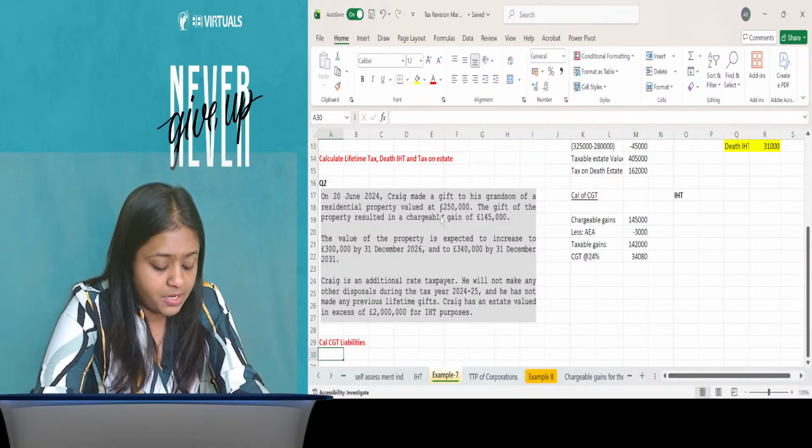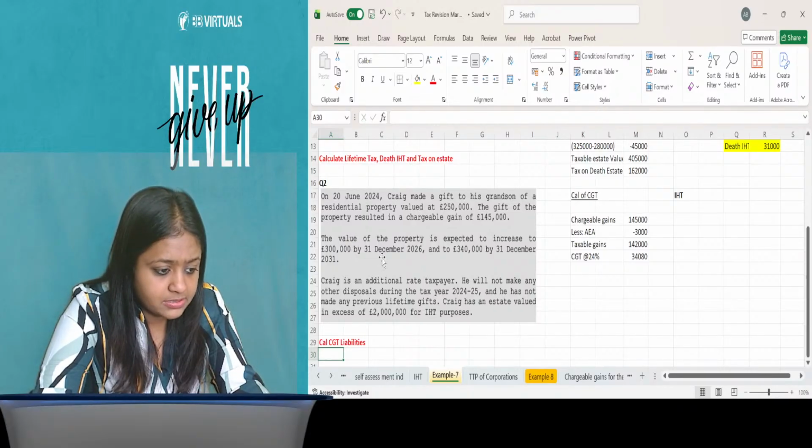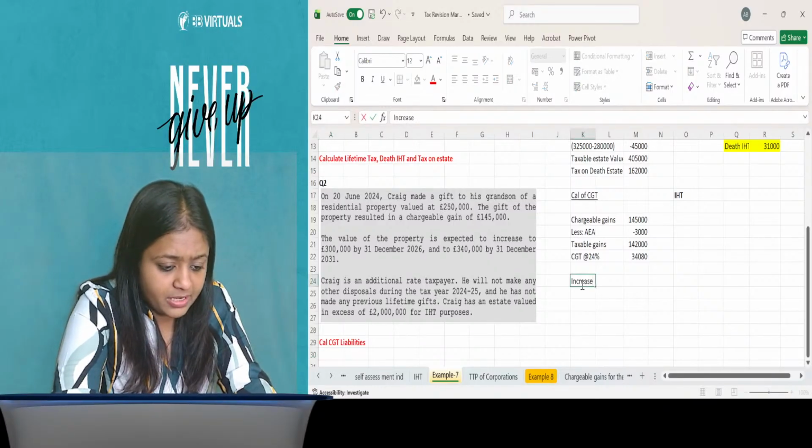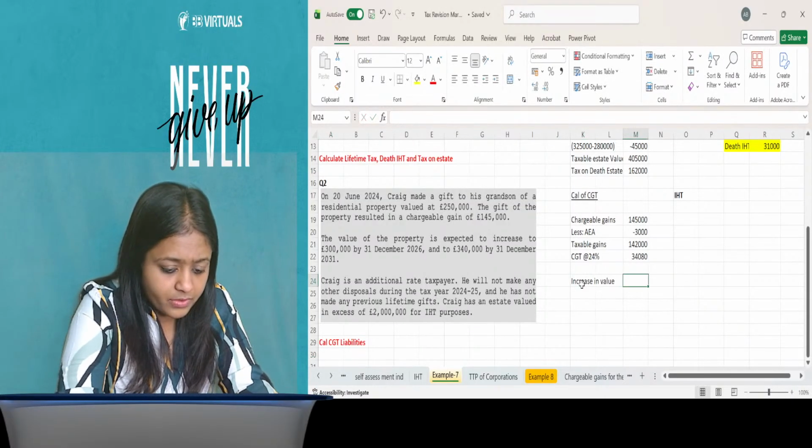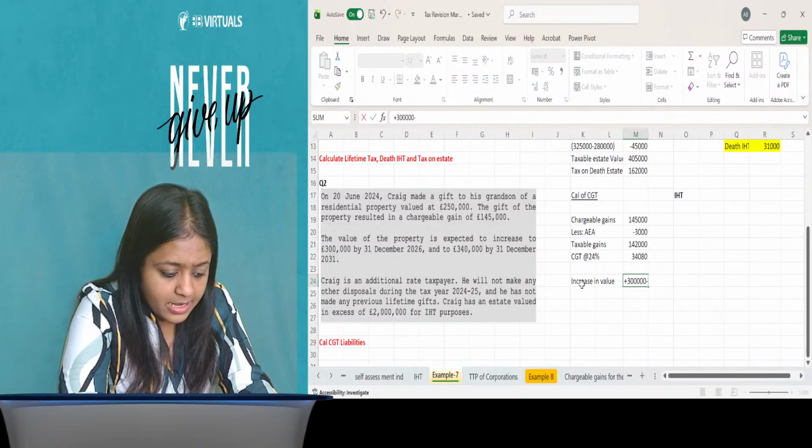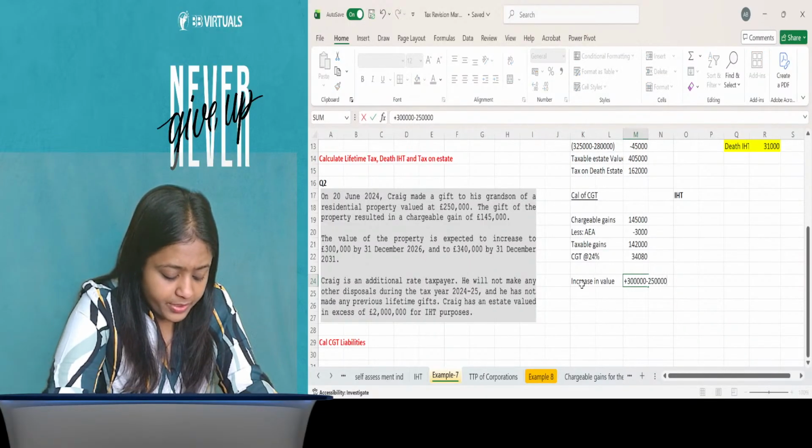So the residential property was 250,000 and we are doing the valuation on 31st December 24. So on June 24 the value was 250,000. Then on December 26 the value increased to 300,000, correct? So there is an increase of 50,000 here. So increase in value is 300,000 less 250,000, right?